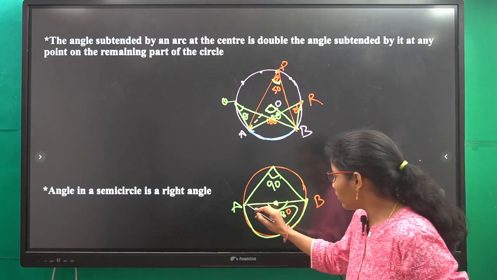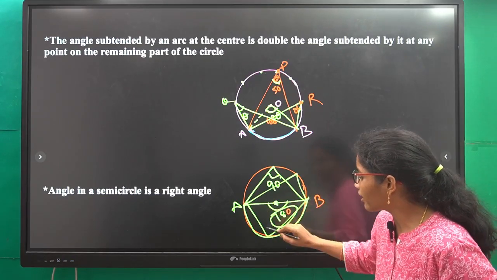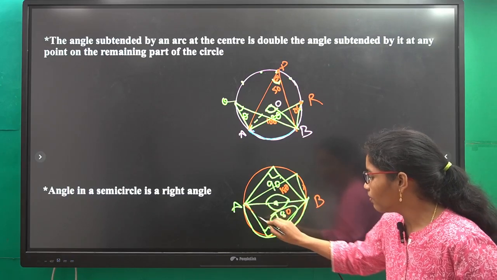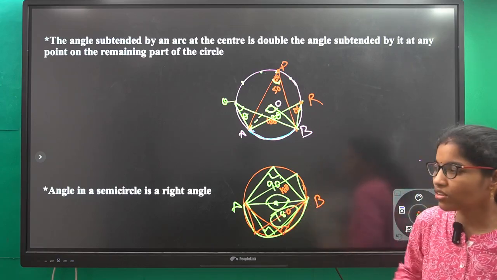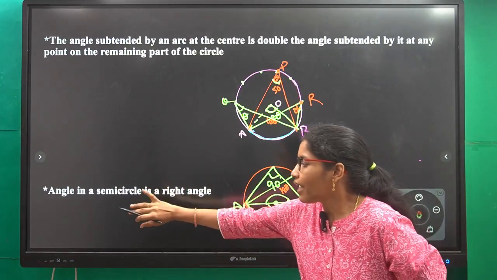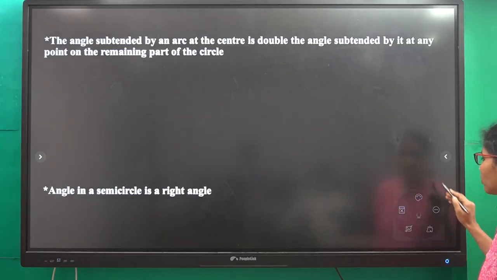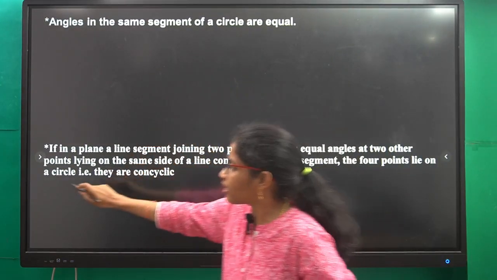Okay, clear? Not only here, here also. Here also you can take 90 because this is 180. So you can take this one as a 90, this one as a 90, this one as a 90. So this is a very important property: the angle in a semicircle is a right angle. Clear this one, right? So the next one is, the angles in the same segment of the circle are equal.